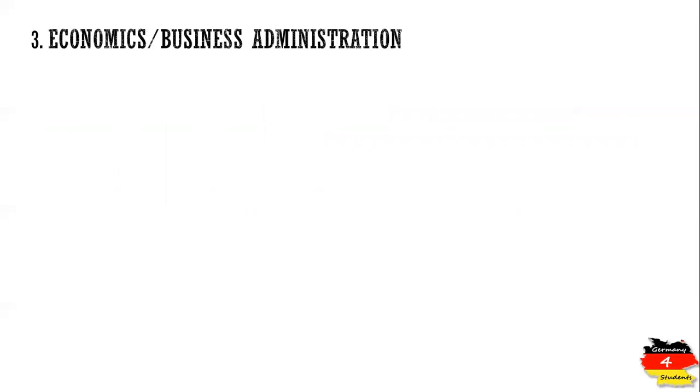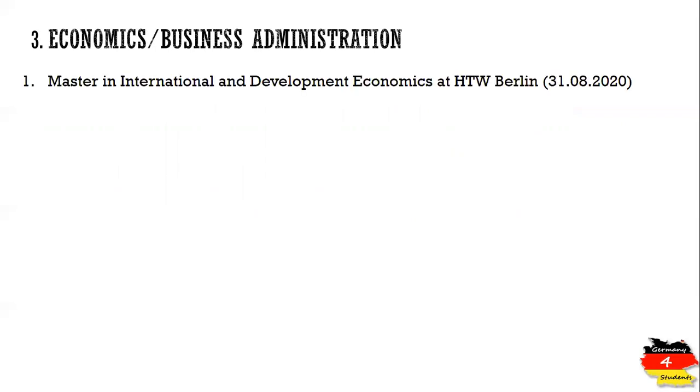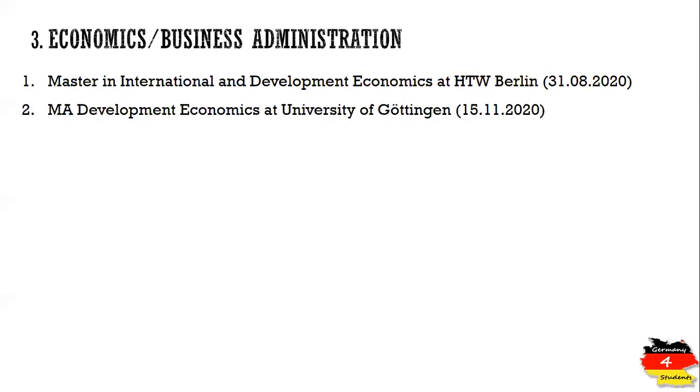So the next field is economics and business administration. So we check which programs and at which university are available for this. So the first program is Master in International and Development Economics at HTW Berlin. HTW stands for Hochschule für Technik und Wirtschaft, and the deadline for this program is 31st of August 2020.